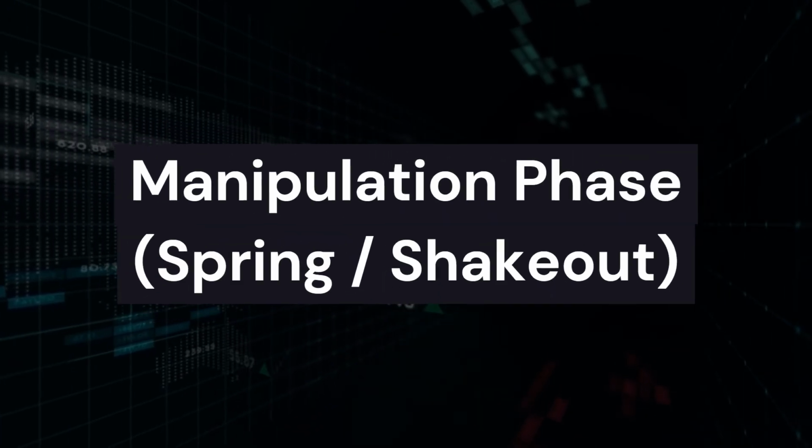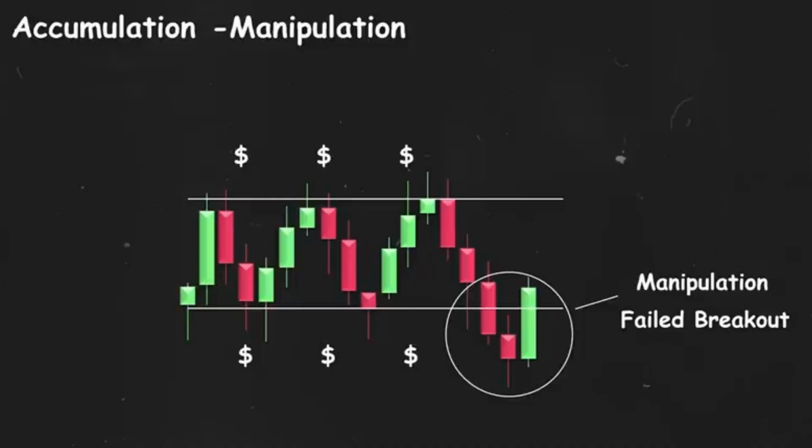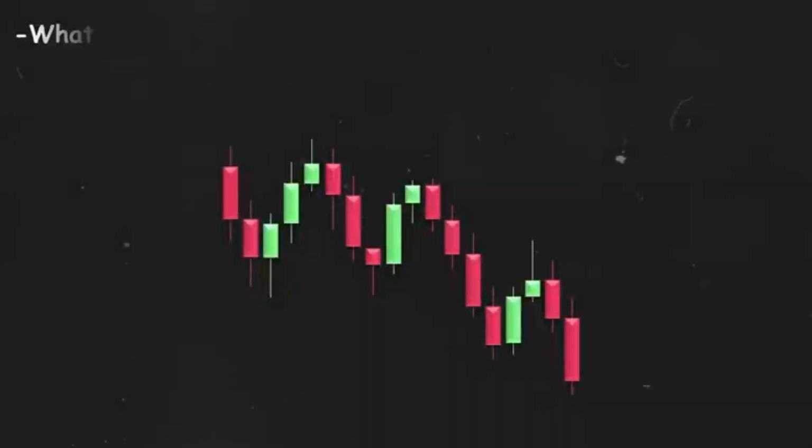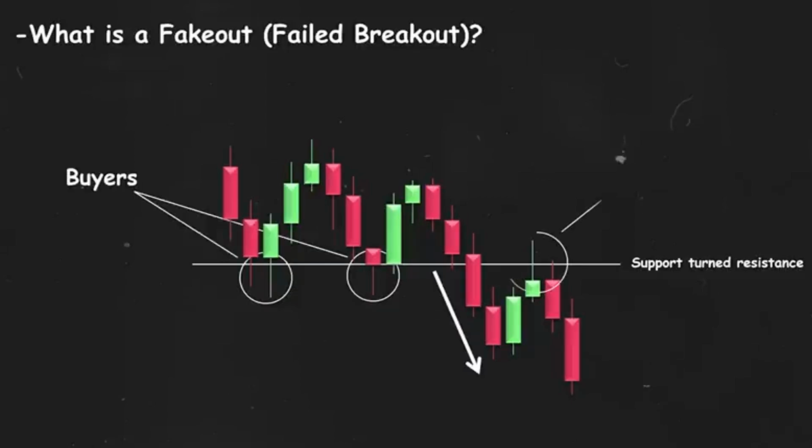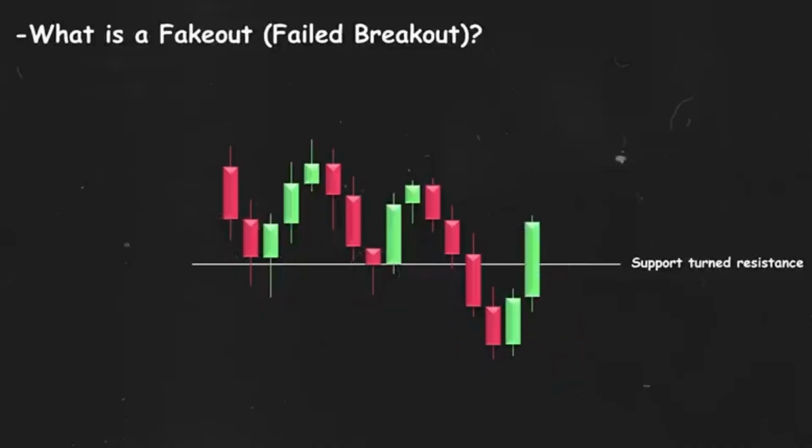Second, manipulation phase. This is a false move inside the accumulation range. Price breaks below support quickly, triggering retail traders' stop losses. It looks like a real breakdown, so many panic and sell, but smart money uses this movement to buy even more at a cheaper price. After the spring, price snaps back inside the range and rallies strongly, confirming that the breakdown was fake. So why does it matter?